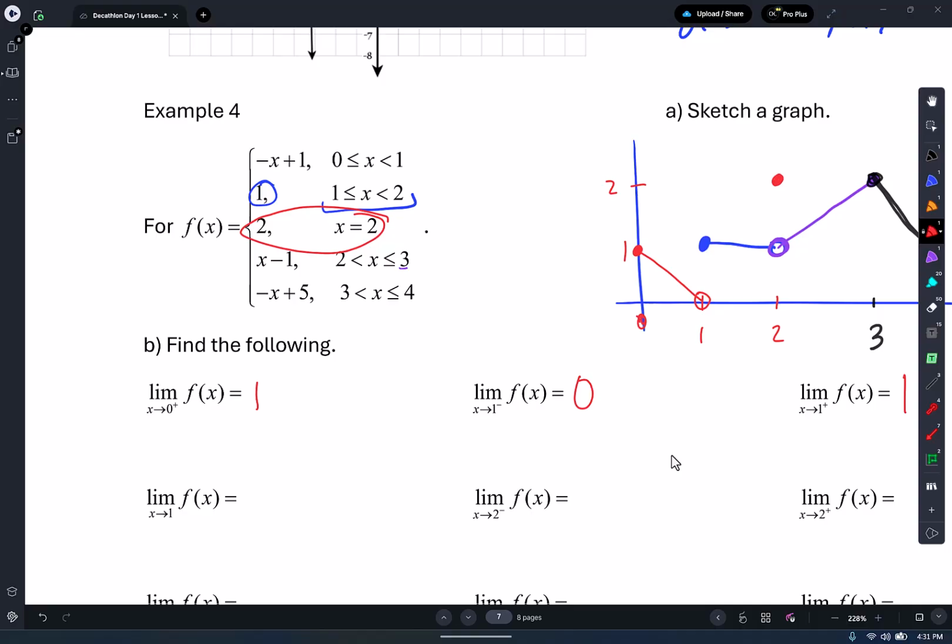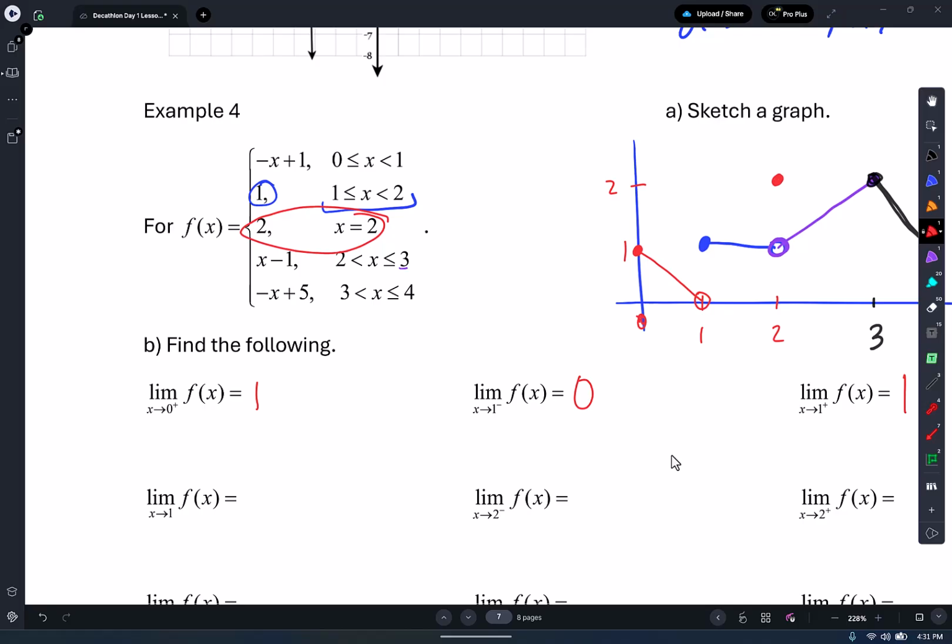Wait, what happens if there's no plus or minus? So you're just going to say limit, and when you get to that point, you're going to say as x approaches 1. Limit of f of x as x approaches 1 is, what is that? If I approach 1 from the left, it's 0. If I approach 1 from the right, it's 1.